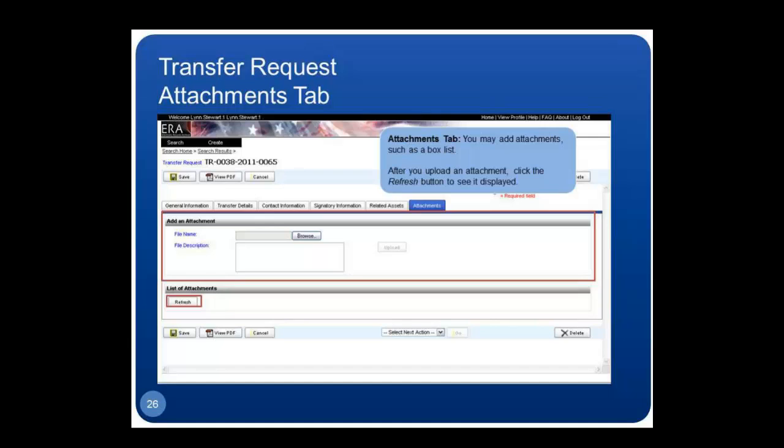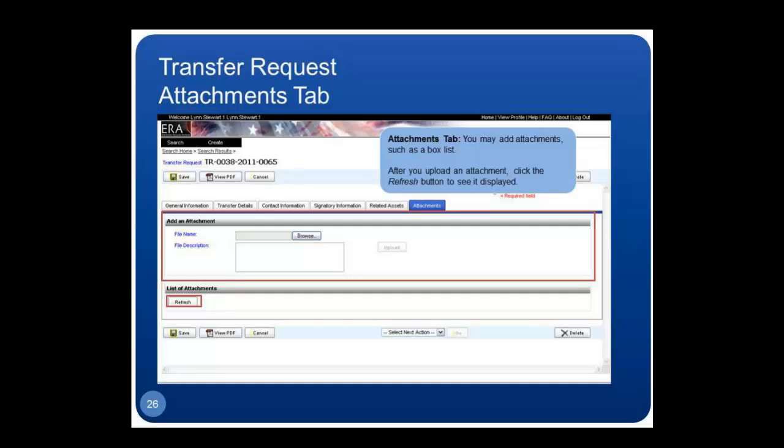And when you browse, you choose, you attach, then you need to come down to that little button, circled in red here, and click refresh. That will pull the names of the files that you have attached up into the file description box. You do need to click refresh once you've made your attachments so that you can see them here. Unfortunately, you will not be able to open them again from this particular point. So do be careful that you are attaching the correct item.